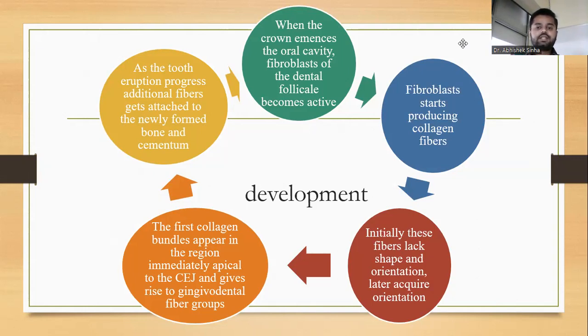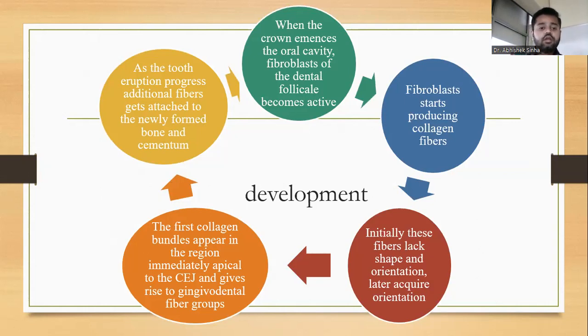Initially, these fibers lack the shape and orientation. Okay. After that, they acquire their orientation and the proper desired shape. So first, the collagen bundles appear in the region immediately apical to the cemento-enamel junction. Right? You know what is cemento-enamel junction? It is the region where your enamel and the cementum are meeting. So it is that cemento-enamel junction. It's in the word itself.